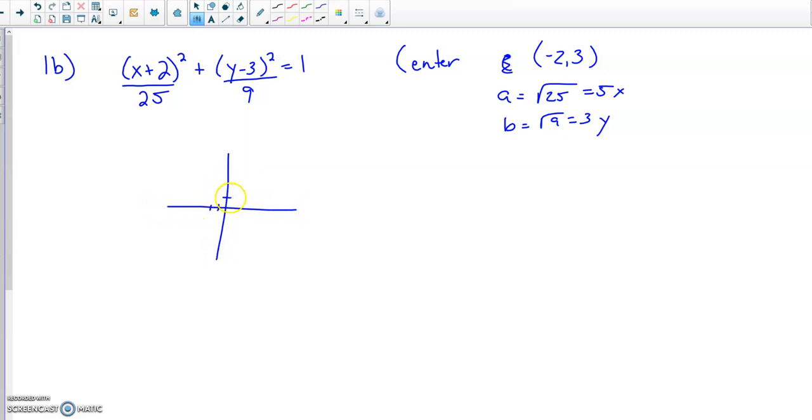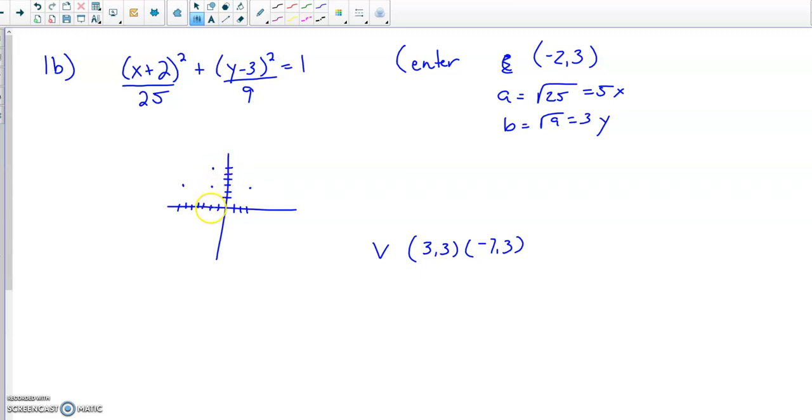So 1, 2, 3. Okay, so we've got to go 5 left and right. 1, 2, 3, 4, 5. Okay, I'll just have to do it here. Vertices are going to be, that looks like 3, 3. And counting, negative 7 and 3. Now we're going to go back to our center, go up 3, down 3.